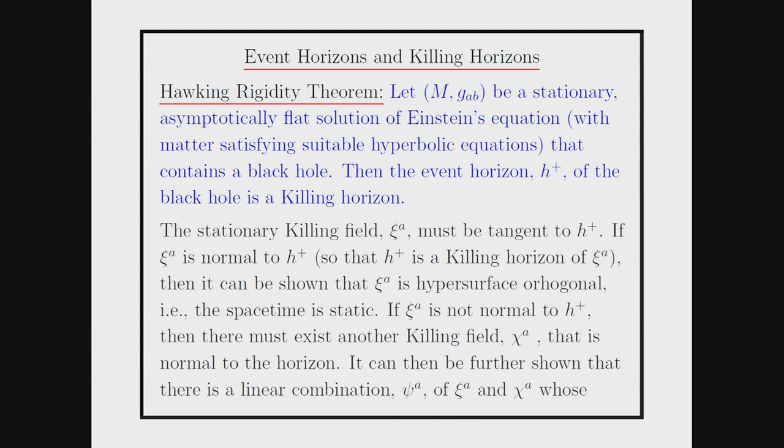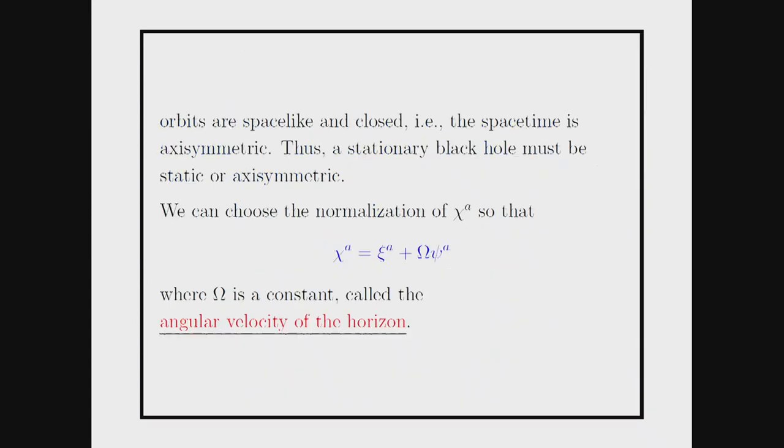If the original killing field is not normal to the horizon H, that means there's another killing field around, and it can further be shown that some linear combination of the killing fields has to have space-like closed orbits. So in other words, if the black hole is rotating, because the stationary killing field isn't the one that points along the null generators, one would naturally say the horizon is rotating, then in fact a rotating black hole has to be axisymmetric.